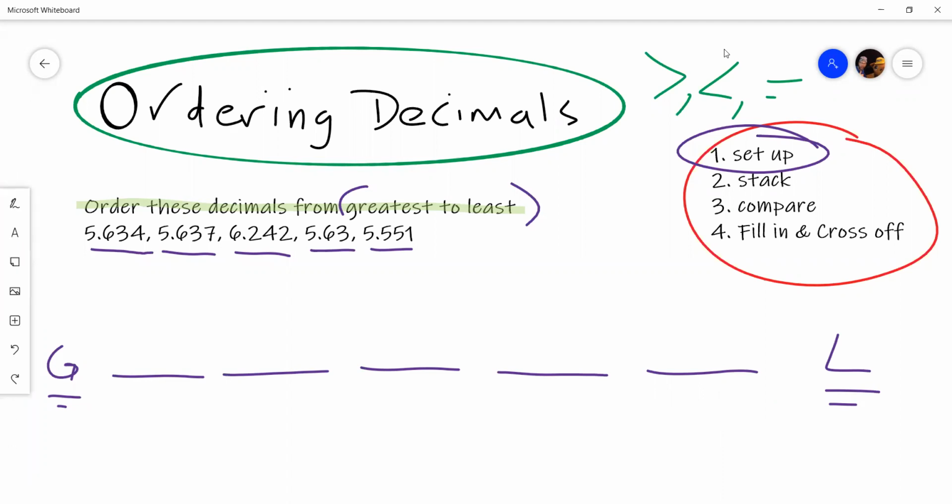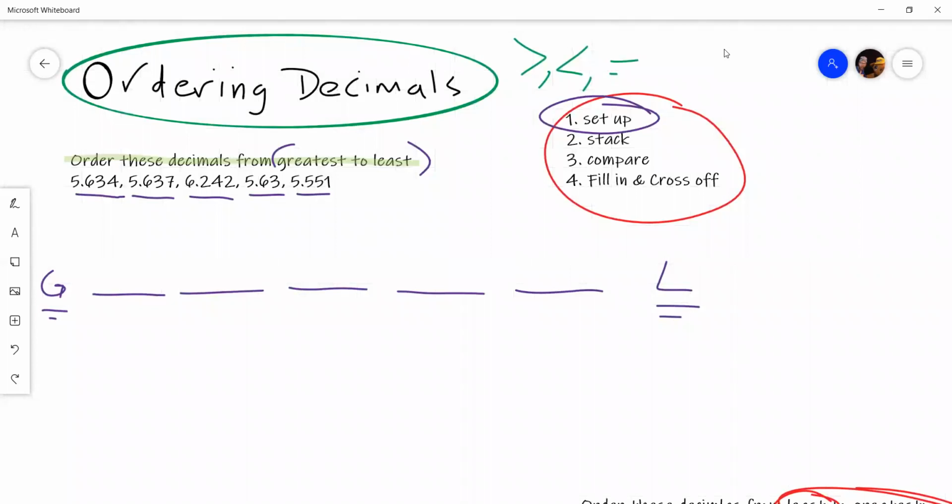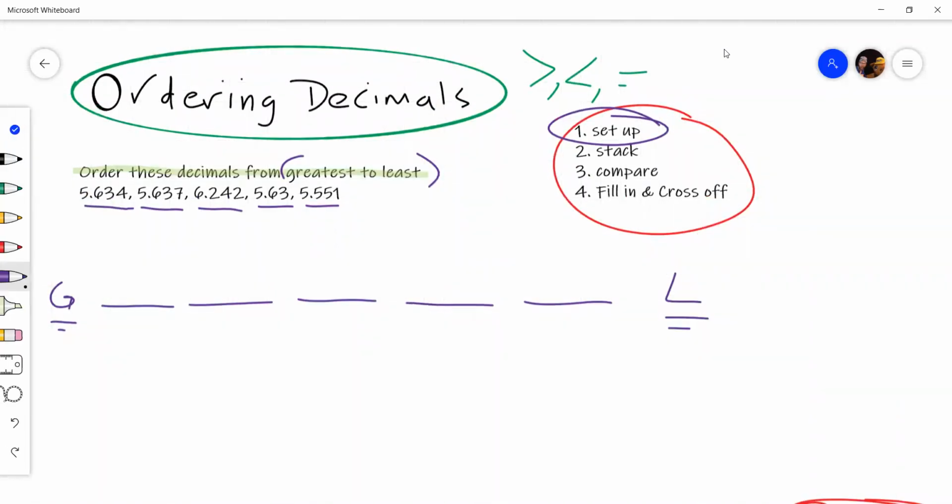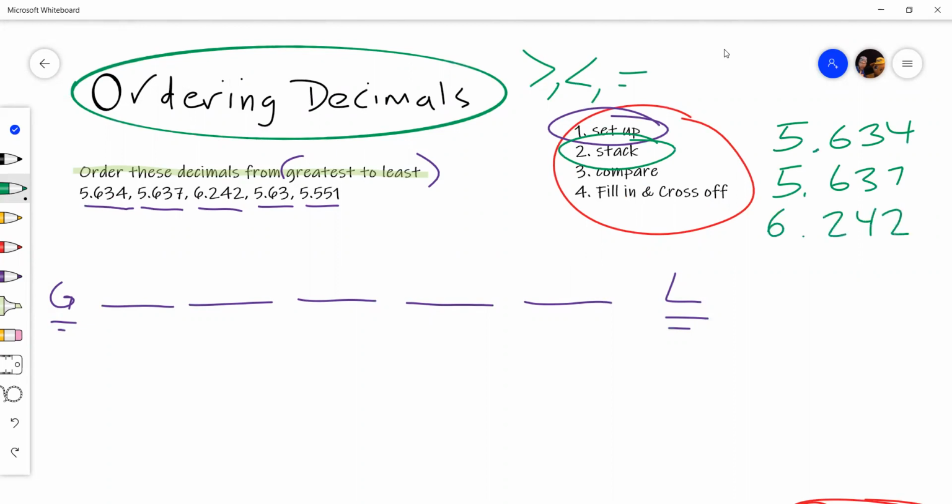Now I'm going to zoom in a little bit so we have some space on this, and shift this over here. The next step is we're going to stack. I'm going to take these decimals and stack them up. This is the challenge of using my finger over a stylus, but we have 5 and 634 thousandths, 5 and 637 thousandths, 6 and 242 thousandths, 5 and 63 hundredths, and 5 and 551 thousandths. Again, notice they're all lined up by the place values. The decimal is definitely the anchor that helps me do that.